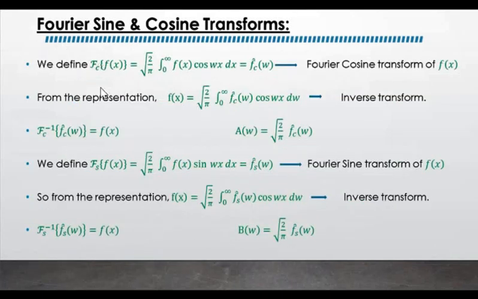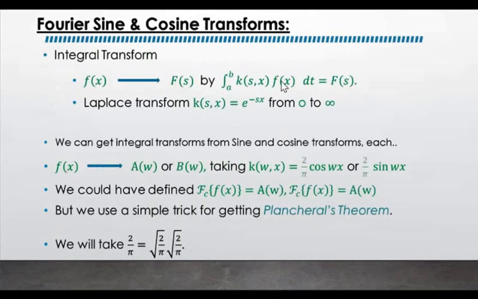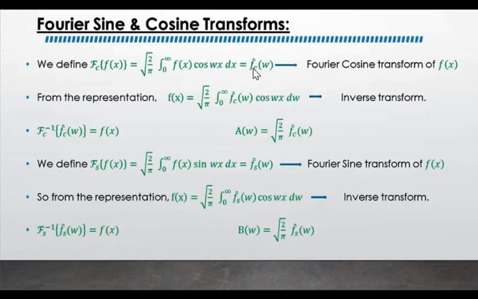So we define the Fourier cosine transform of f of x as root of 2 by pi integral 0 to infinity f of x into cos omega x dx. Actually, this root of 2 by pi is coming along with this cos omega x, but we write it outside because it has nothing to do with the integration. Since we have Fourier sine and Fourier cosine, we will be using the notation f cap c omega for the Fourier cosine transform of f of x. This is how it is defined.